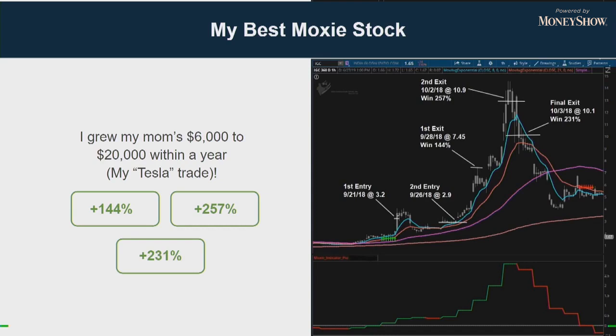But you can see that I followed the rules. I waited until price got over the 50. I waited until my Moxie indicator went green, and then I went in. And then I promptly lost 50% or so, because that was a bad entry for me, and that was a while ago, so I was still trying to figure it out.